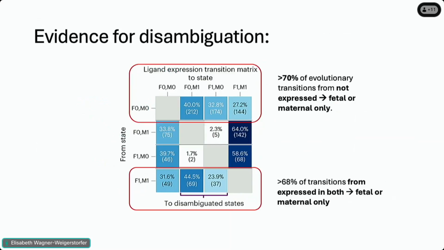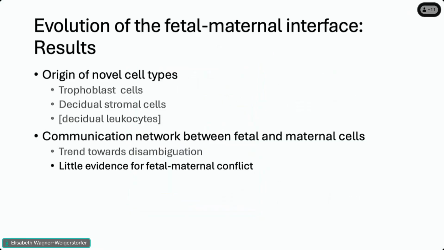And if you look at evolutionary transitions where a ligand was expressed both in the fetus and the mother, in most cases it evolves from a co-expressed one to a disambiguated state, where over 68% of the transitions are towards not in the fetus but in the mother, and the other way around. So that suggests that there is actually a trend of sorting out signals as being either fetal or maternal.